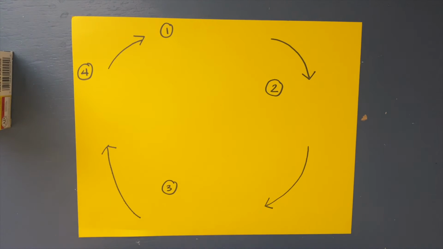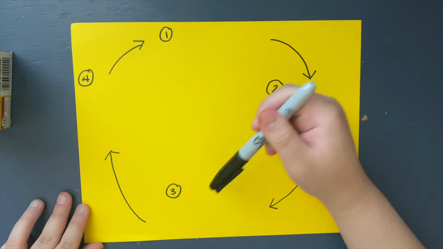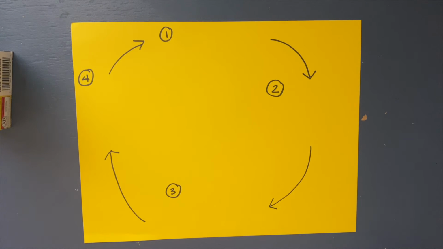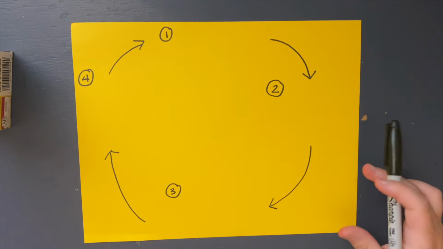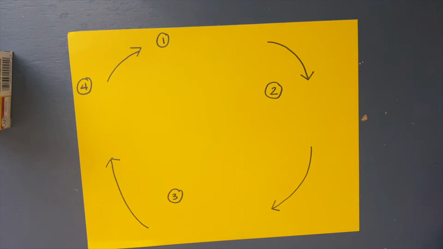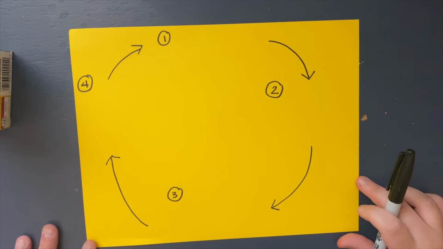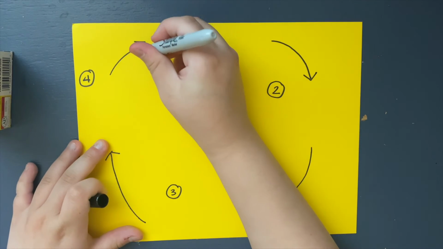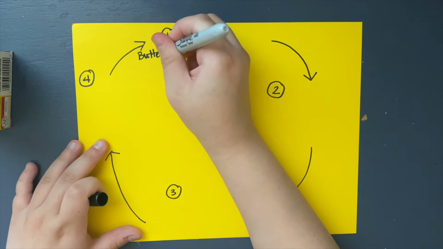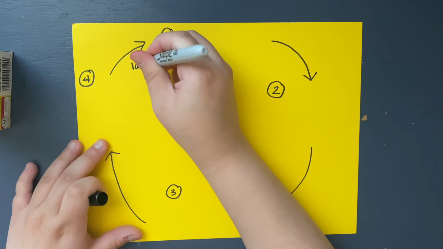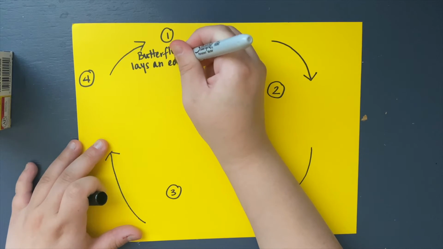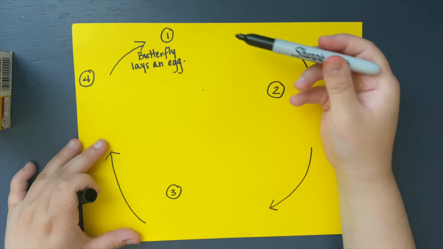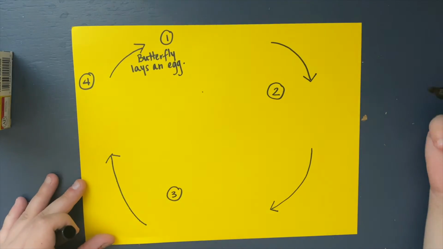So what we're going to start off by doing is label each stage of the cycle. We labeled it 1, 2, 3, and 4, but now we're going to label it by what is going on in the cycle. So first, do you remember what the butterflies do? Right, so they lay an egg. So we can write butterfly lays an egg. So that's what we're going to draw right here in this part of the cycle.